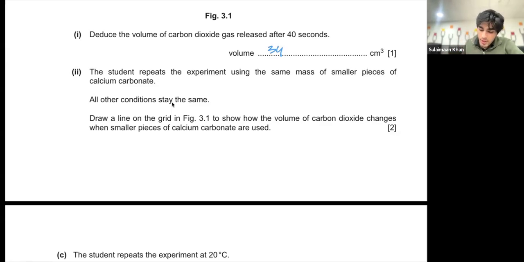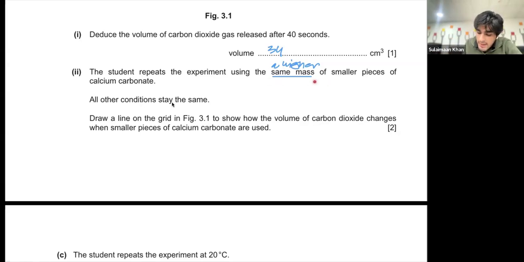So if you use smaller pieces, why has he written same mass? My question. You shouldn't rote learn. Why has he written same? What if the student said the student repeats the experiment using a higher mass, or a greater mass of smaller pieces? Then what would happen? Think, sometimes. Come on, think. Don't just rote learn things.